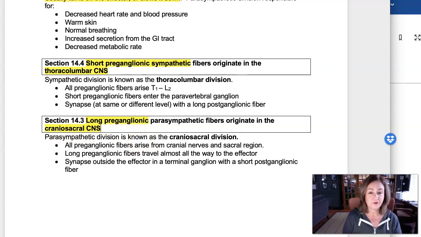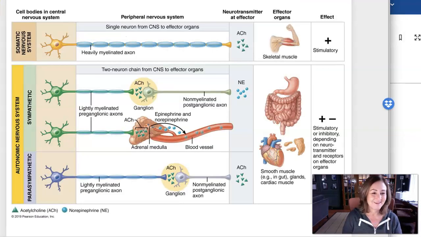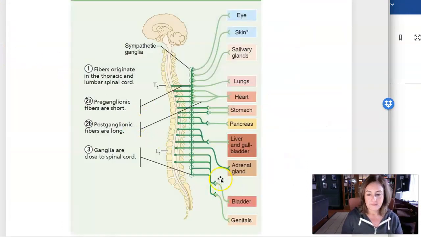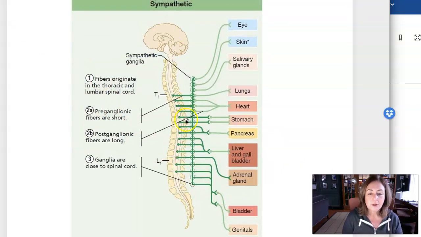Let's take a look at a picture of that. With the sympathetic division, this is the picture from the book. What we want to notice here is that the preganglionic fibers are exiting the cord at only the thoracic and the lumbar regions.